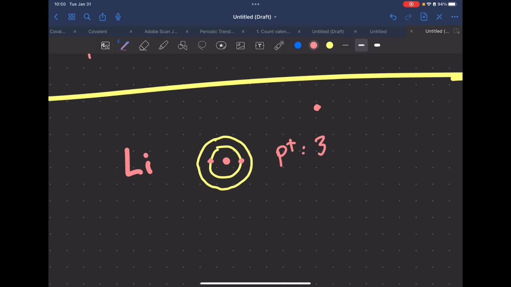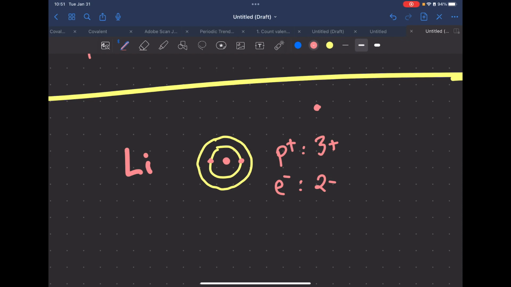I still have 3 protons. How many electrons do I have? 2. I have 2. Electrons, of course, have a negative charge, so overall, the electrons in total have a -2 charge. The 3 protons means that the nucleus has a positive 3 charge, 3 plus.